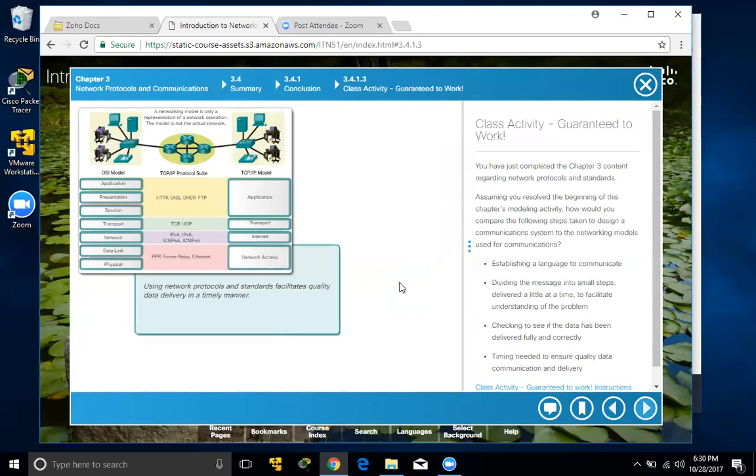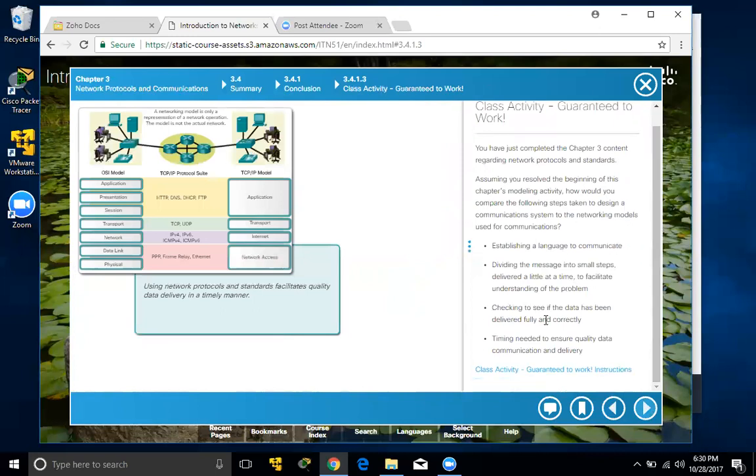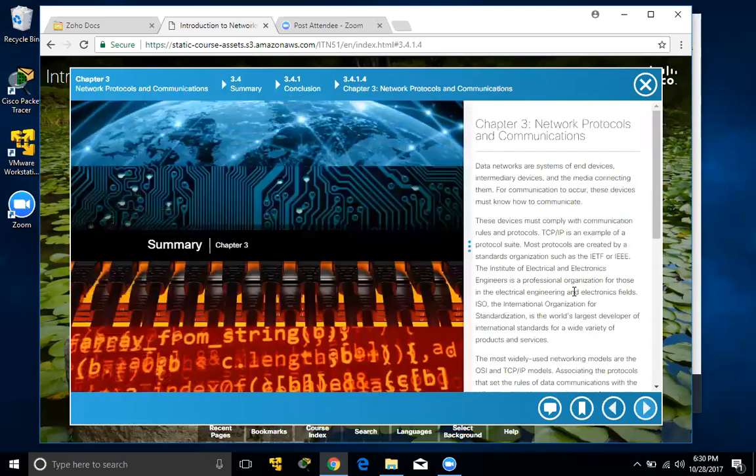Okay, so here's the class activity that is guaranteed to work. Well, what's the point of that? I mean, if it's going to work for sure, then what's the need? But again, that's an optional thing to do. And then we skip to the summary.